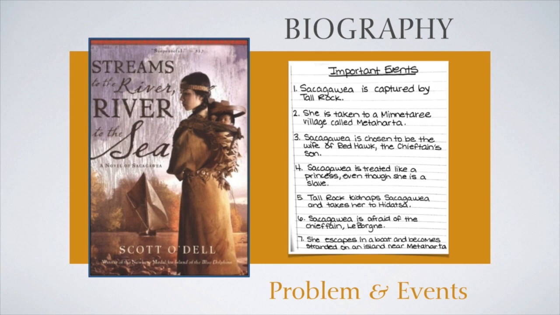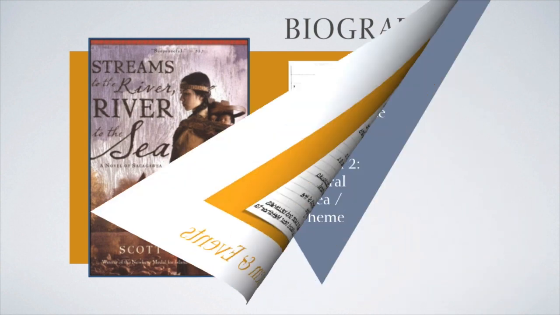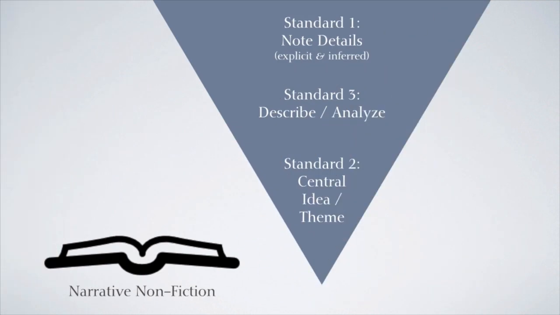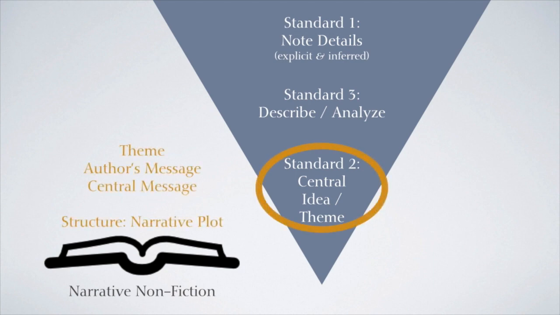By collecting and analyzing these critical story elements, students will be able to accomplish Standards 1 and 3. But students must go even deeper. The goal of the Common Core is not to practice strategies and skills, but rather to use strategies and skills to get to literary analysis, to be able to synthesize the text and determine the author's central message.